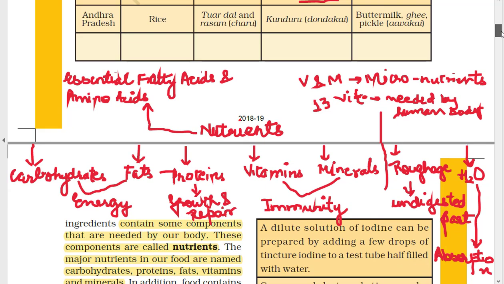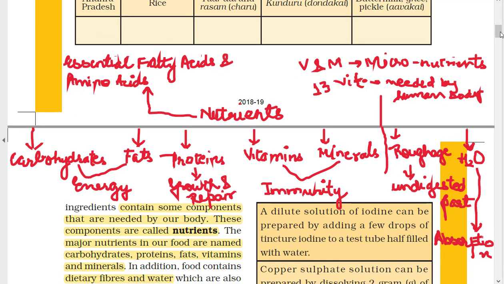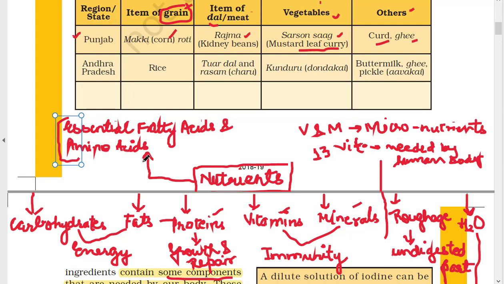Now let's see what are the different components of the food. When we say the components of the food, we are referring to the nutrients which we get from this food, okay? So there are some components which are needed by our body, and these components are called the nutrients. So let us see the classification of the nutrients. The broad classification of nutrients is that nutrients can be divided into carbohydrates, fats, proteins, vitamins, minerals, and apart from that, we have some essential fatty acids and essential amino acids. We also need roughage and water.